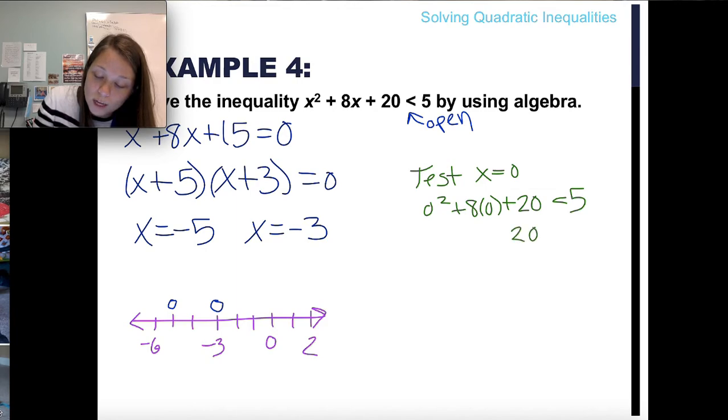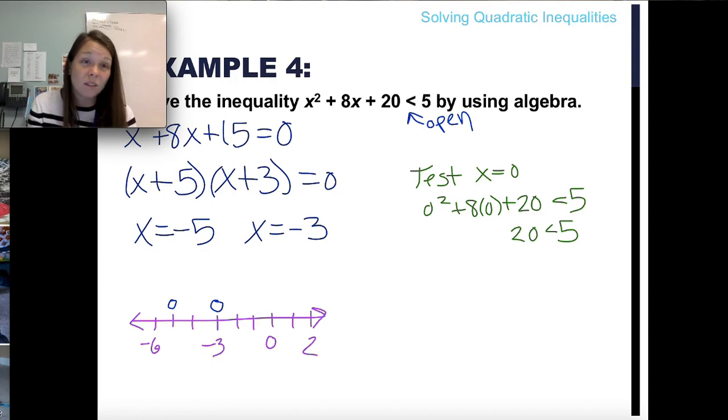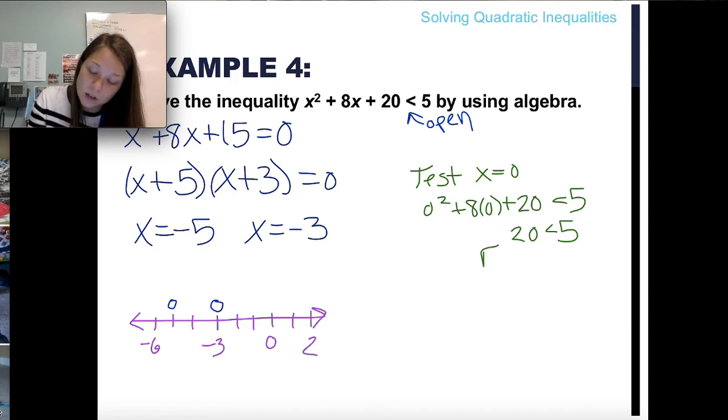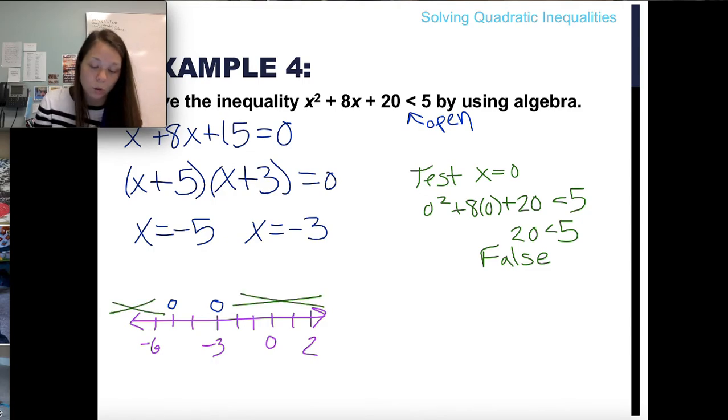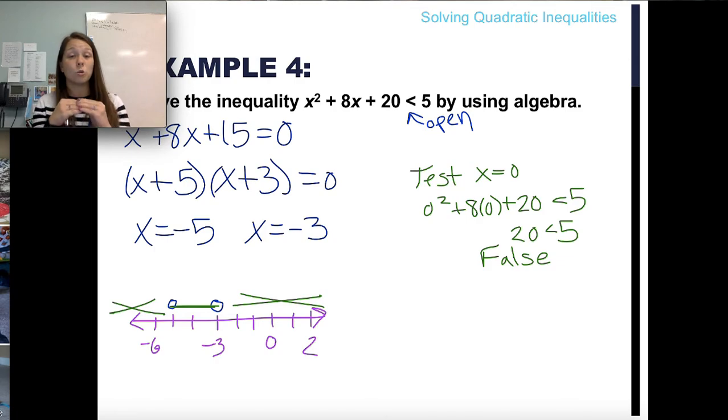I end up with 20 is less than 5. Well, is 20 less than 5? Definitely not. So we would say this is false, which means 0, which was outside of our two critical points, is not a solution, and so our solutions only live inside the 2 points.